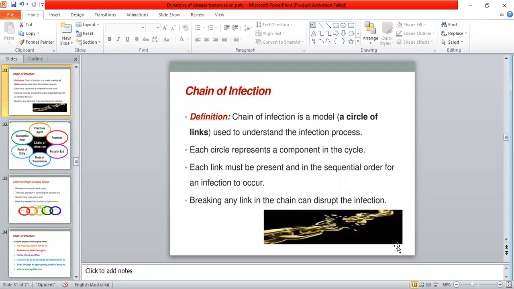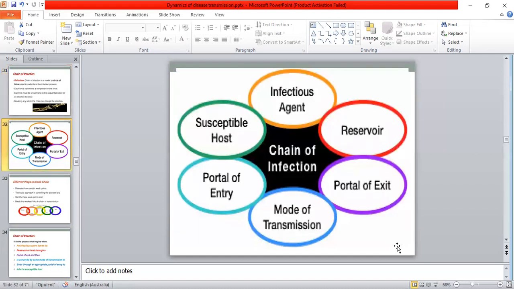Chain of infection. Chain of infection is a model or a circle of links used to understand the infectious process. Each circle represents a component in the cycle. Each link must be present and in sequential order for an infection to occur. Breaking any link in the chain can disrupt the infection. Chain of infection: infectious agent, reservoir, portal of exit, mode of transmission, portal of entry to susceptible host.